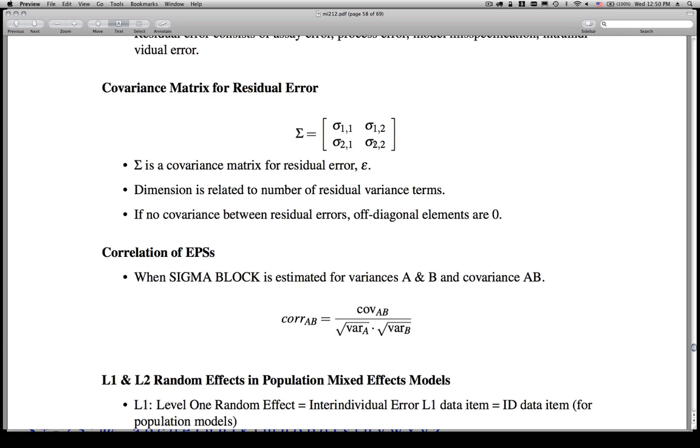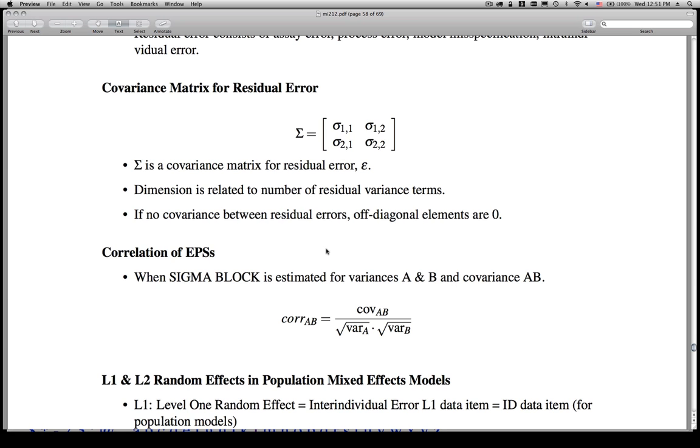And so the diagonal is the variance terms, and oftentimes when we write out the sigma specification in NMTran, we just specify the variance terms. We don't specify the off diagonal. Well, in this case where we have the multivariate observation, two dependent variables observed at the same time, we may actually want to model that covariance. And so sigma 2,1 is of interest now. So how do we do that?